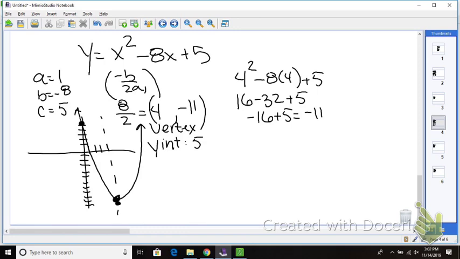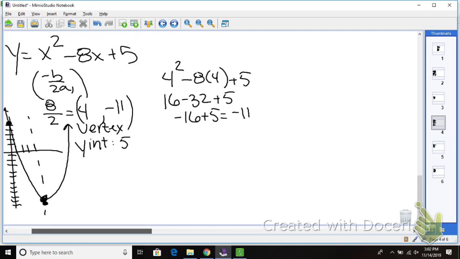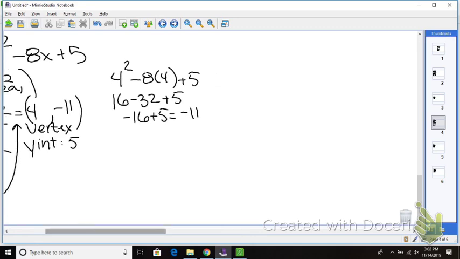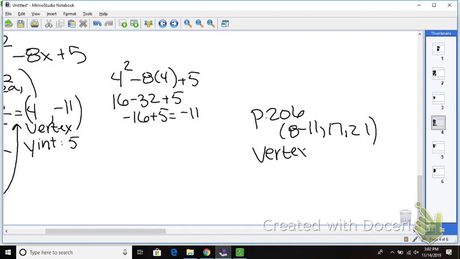Okay, here's what I want you to do. I'm going to change the directions that are in the book. Alicia, I'll get you a book too. Page 206, 8 through 11, and 17 to 21. I want you to do everything on all these: vertex, graph, y-intercept, axis of symmetry, domain, range, min or max. I think that's it. No, 17 and 21. Yep.